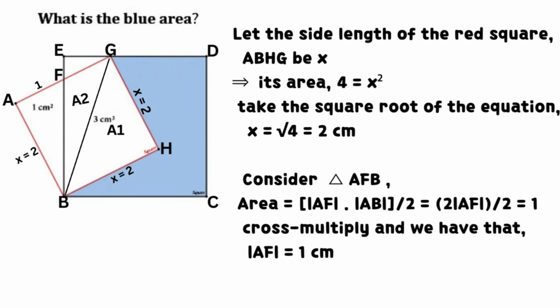Consider triangle AFB. Area equals half the product of line AF and line AB, which equals 1 centimeter. After substitution and simplification of values, cross-multiply and we have that line AF equals 1 centimeter.